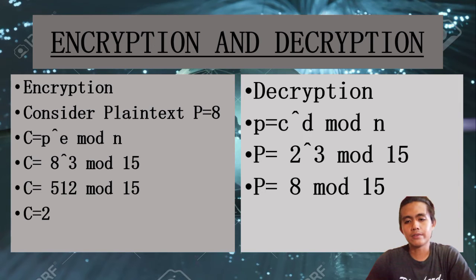Now, P is equal to 8 mod 15, the plain text will be 8. So that is the process of the RSA algorithm.